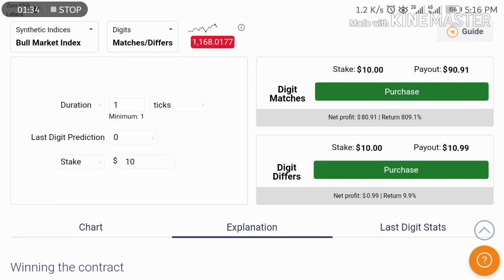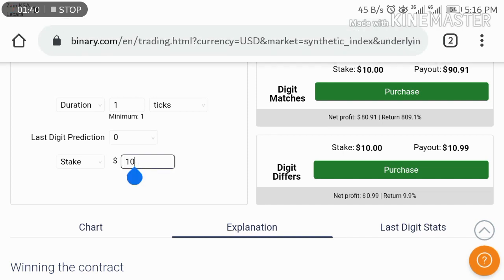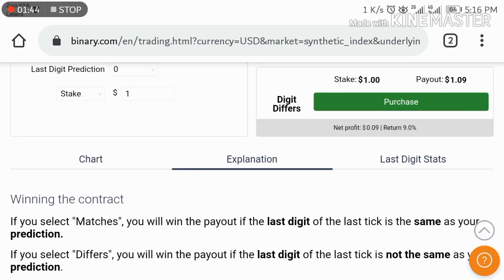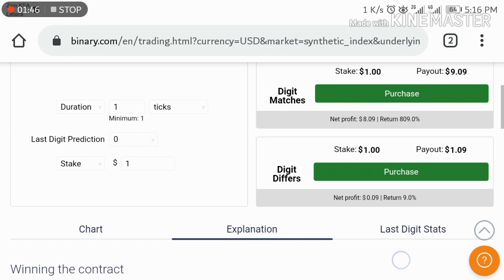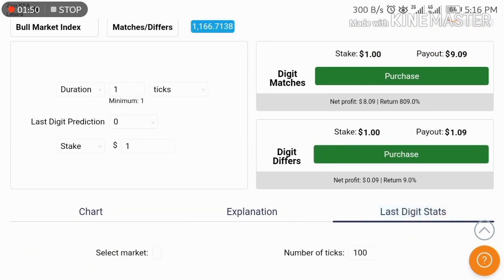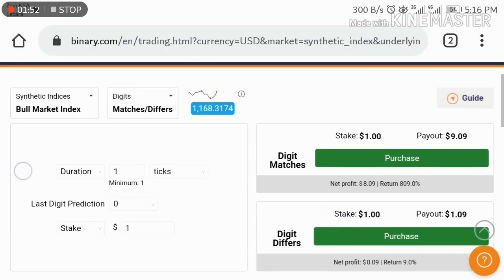Next, the last digit prediction will be set to 0, and the stake can be $10 or $1, no problem, as per your money management. So now let me explain everything so you will understand.